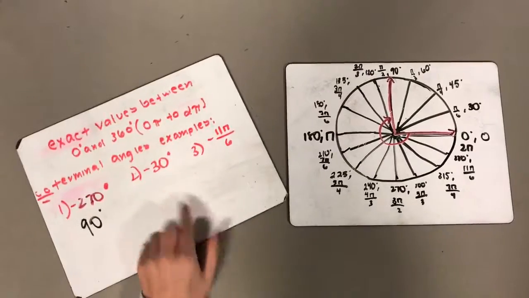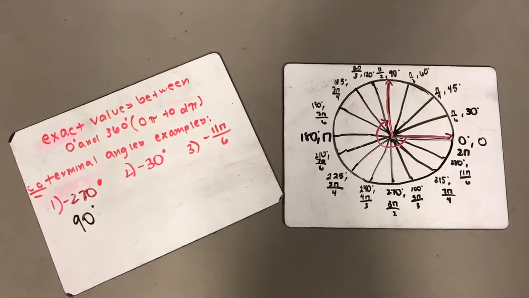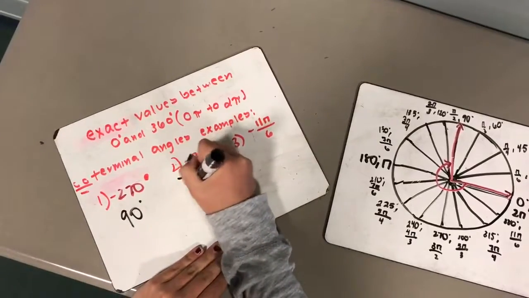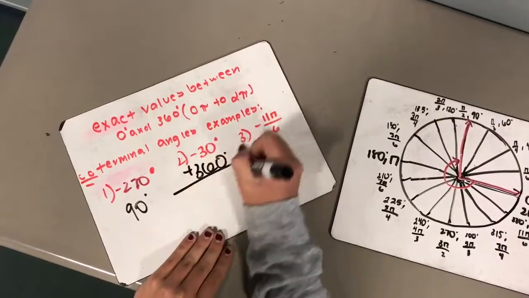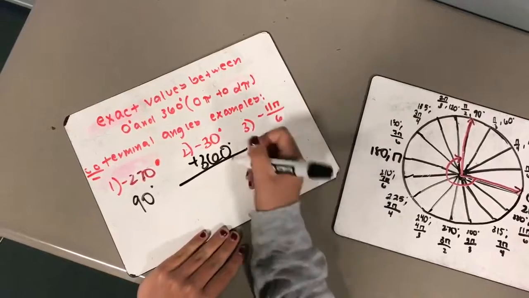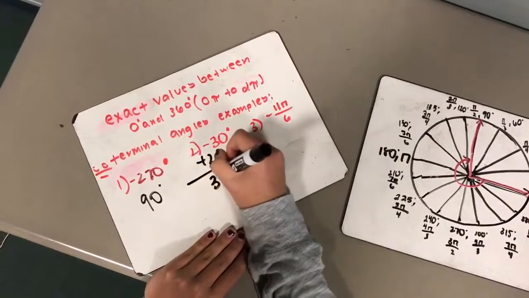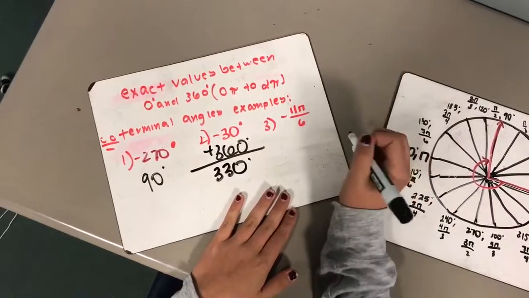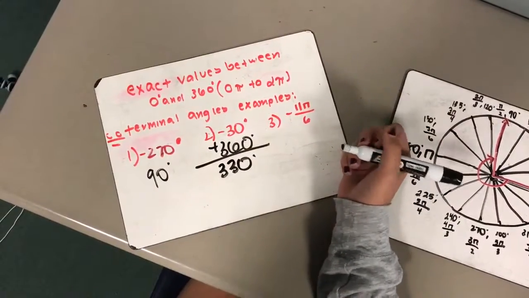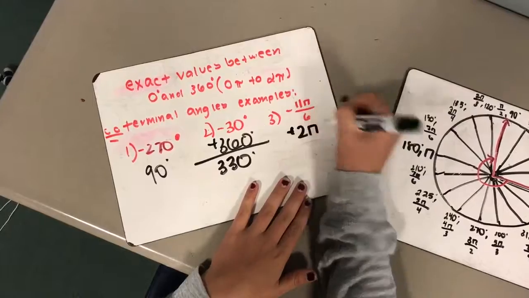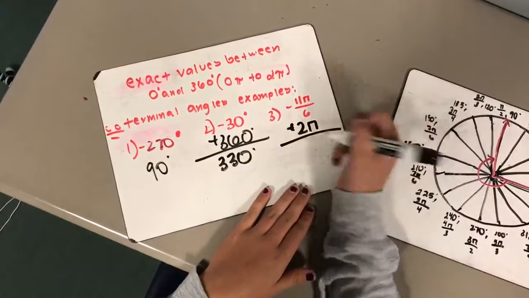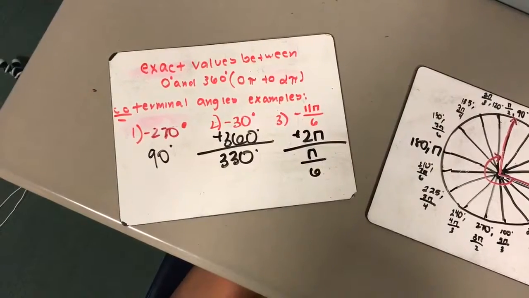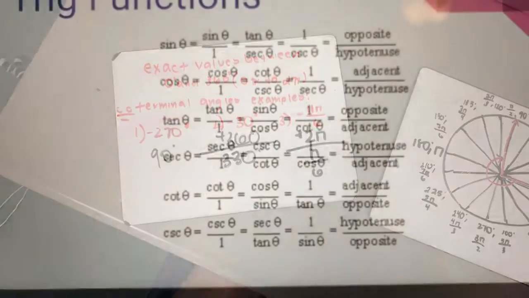Then for the next two, we can find the coterminal angles using mathematics. So to find the coterminal angle, we simply add 360 degrees. And so for number 2, a negative 30-degree angle, the coterminal angle is 330. Then for the final example, since it is in radians, we simply add 2 pi rather than 360 degrees. So then our final answer is going to be pi over 6 as the coterminal angle for negative 11 pi over 6.